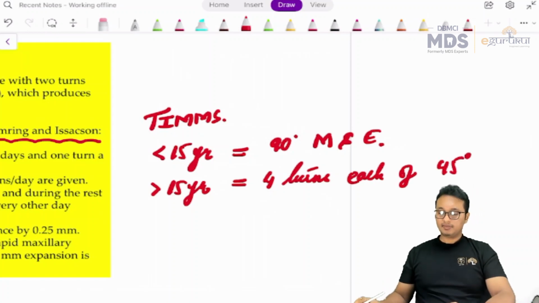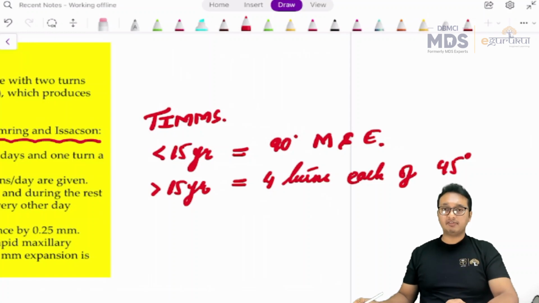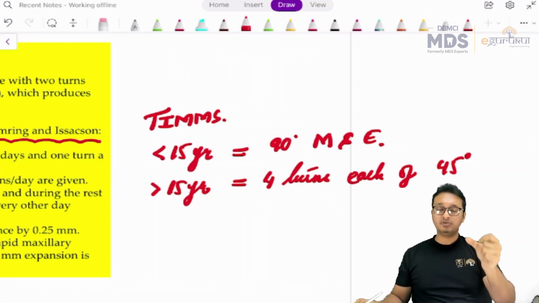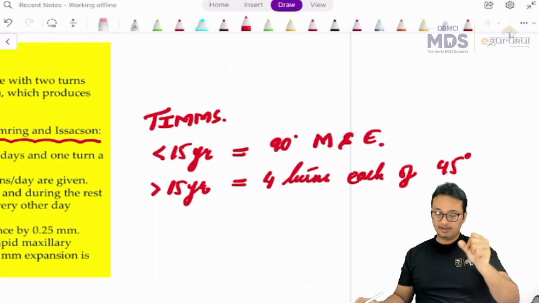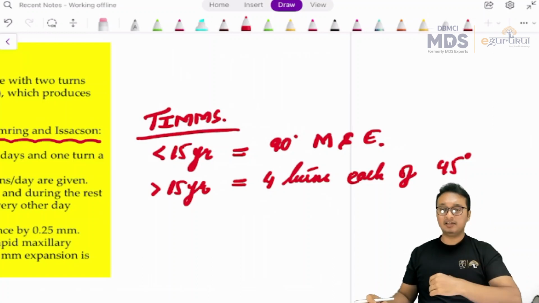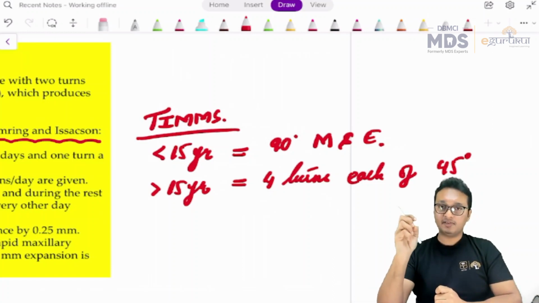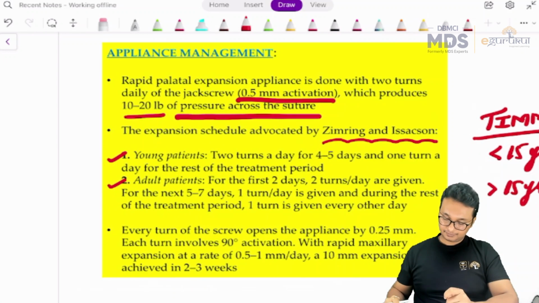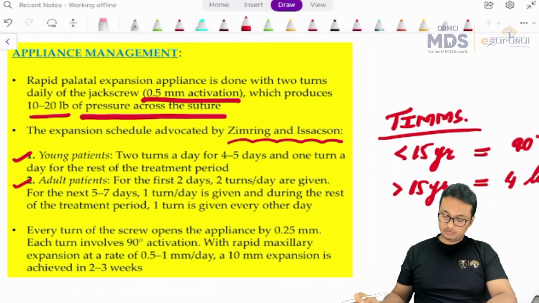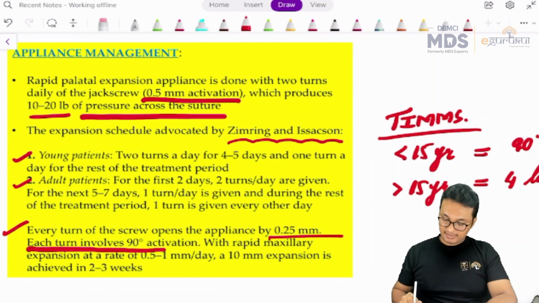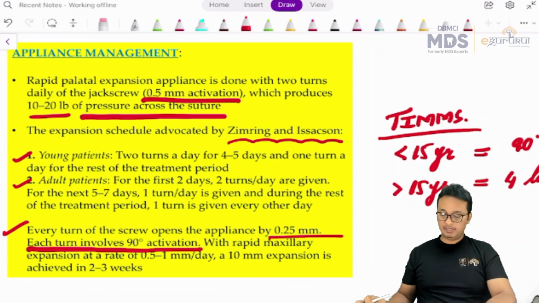45 degrees. So here we are increasing the frequency of turns and reducing the magnitude of each turn. Whereas in patients who are younger than 15 years of age, we can give a 90-degree turn twice a day, once in the morning, once in the evening. Every turn of the screw opens the plates by 0.25 millimeter, so each turn involves 90-degree activation. With rapid maxillary expansion at the rate of 0.5 to 1 millimeter per day, a 10 millimeter expansion can be achieved in 2 to 3 weeks.